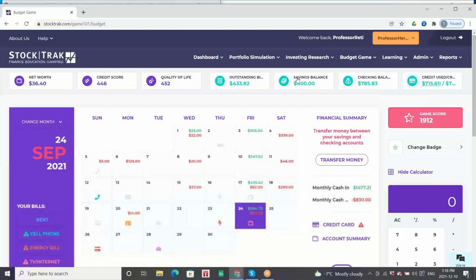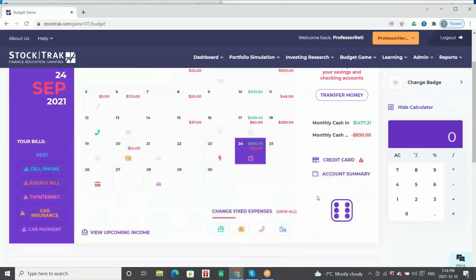So we encourage transferring money between your savings and checking account. So all of these actions add up to increasing your quality of life score and also to increasing your credit score. So let's go ahead and play the game.